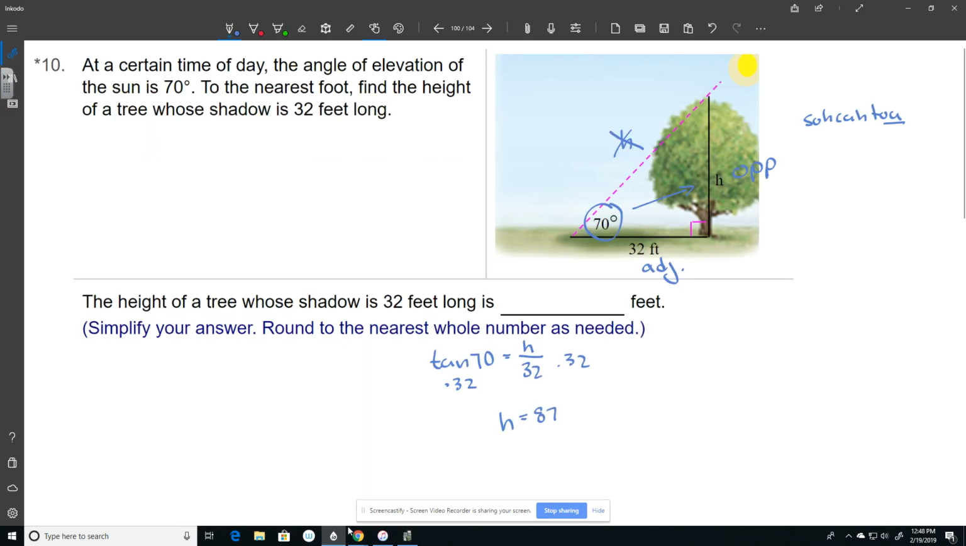87.91. And it wants me to round to the nearest whole number. So 87.9 is going to round up to 88 feet. And you're done. Okay, number 11.